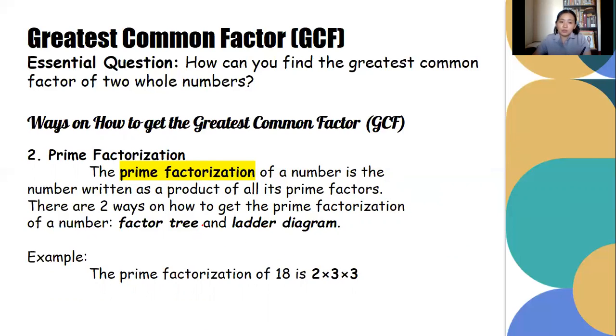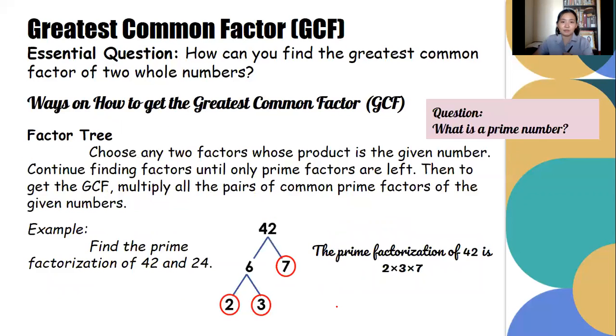Whichever method we use, the factor tree or the ladder diagram, we will come up with the prime factorization of the number. In this case, if we write the number 18 as its prime factorization, we will have 2 times 3 times another 3. Let me go ahead and show you what the factor tree and ladder diagram look like.